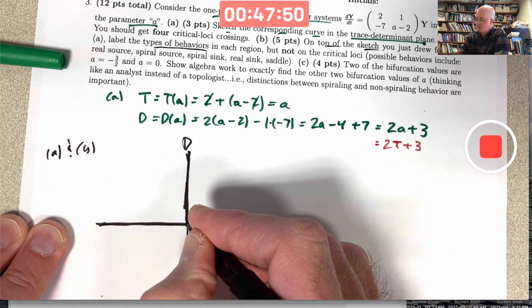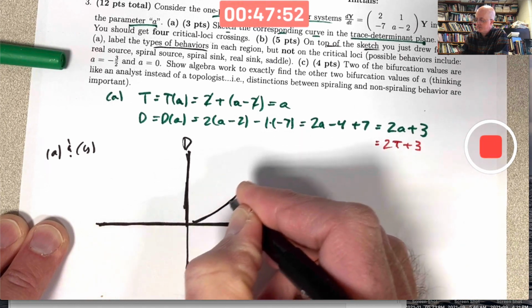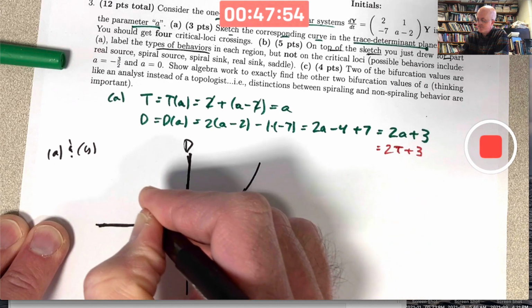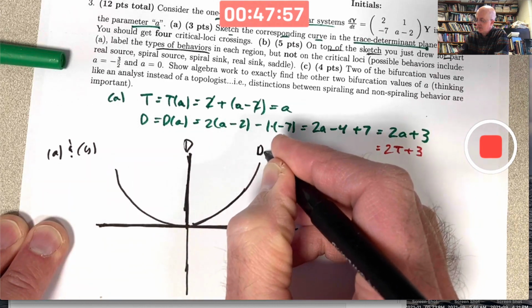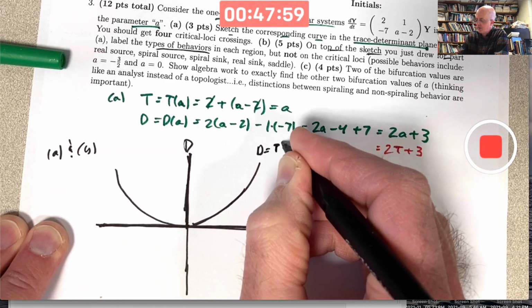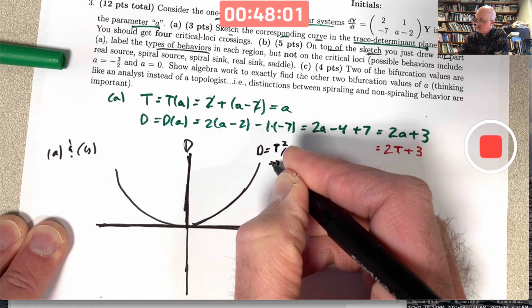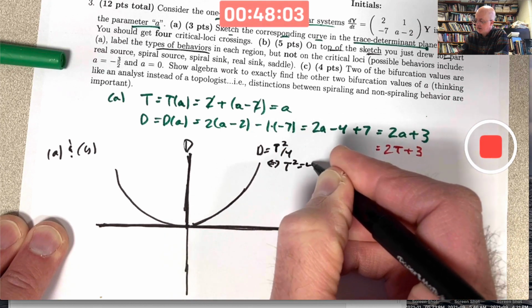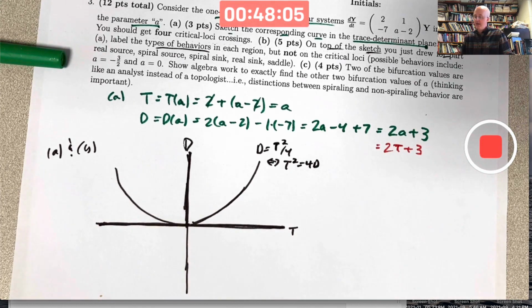And then you've got this repeated root parabola. Its equation being d equals t squared over 4, equivalent to t squared equals 4d. And that's the boundary between spiraling and not spiraling, which I hinted at with the other problem.